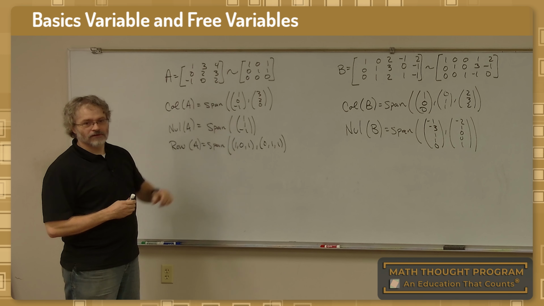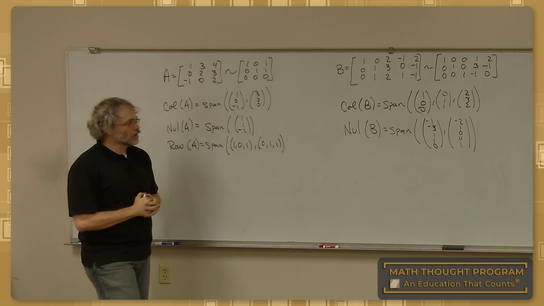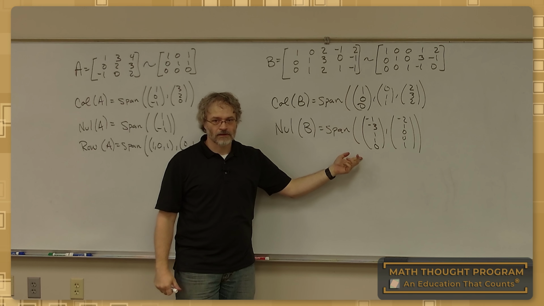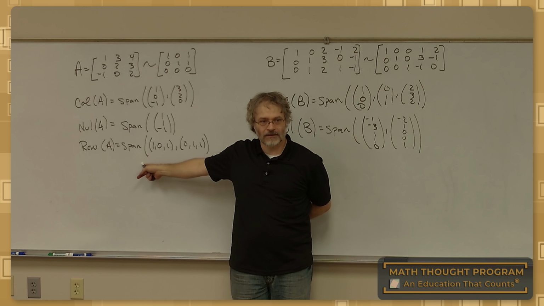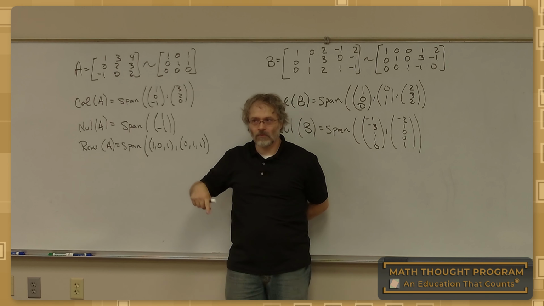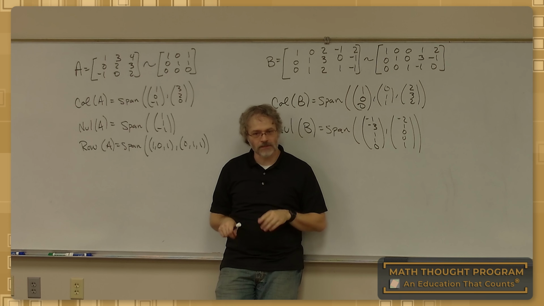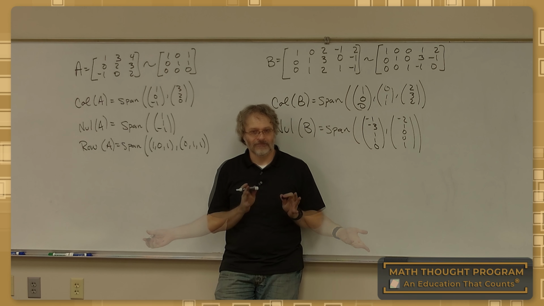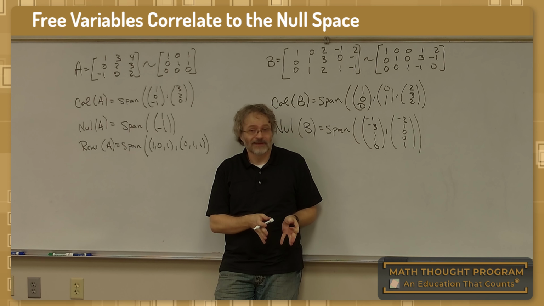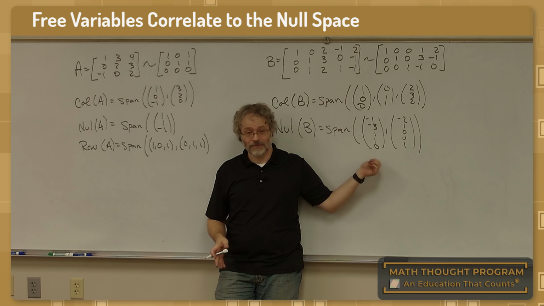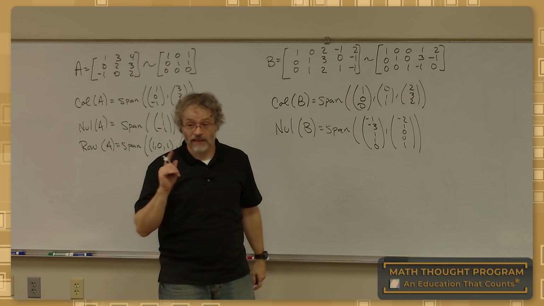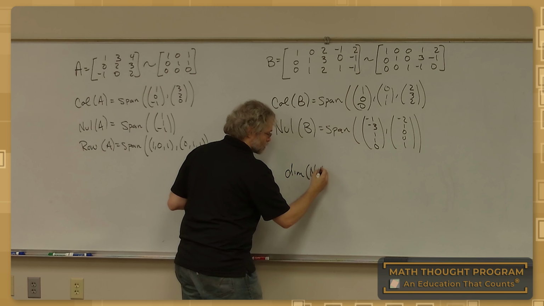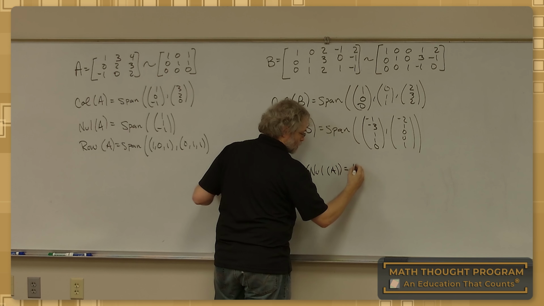How many free variables did you have here? 1. How many free variables do you have here? What's the dimension of your null space? So what's the connection then about free variables in null space? What conjecture would you make? How about the number of free variables is the dimension of the null space? That's interesting. So the dimension of the null space is the number of free variables.